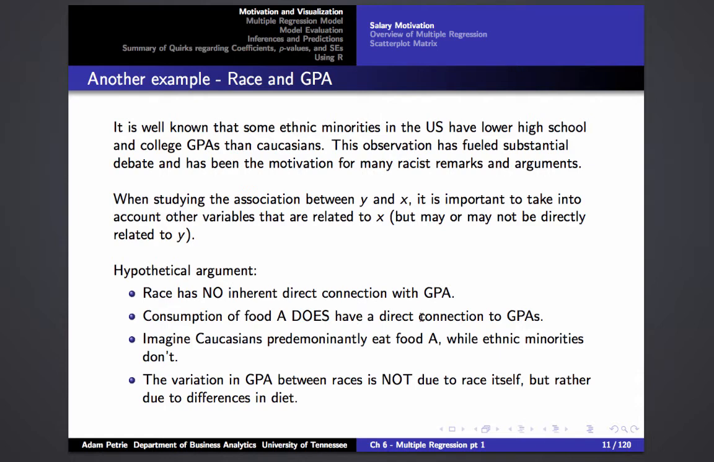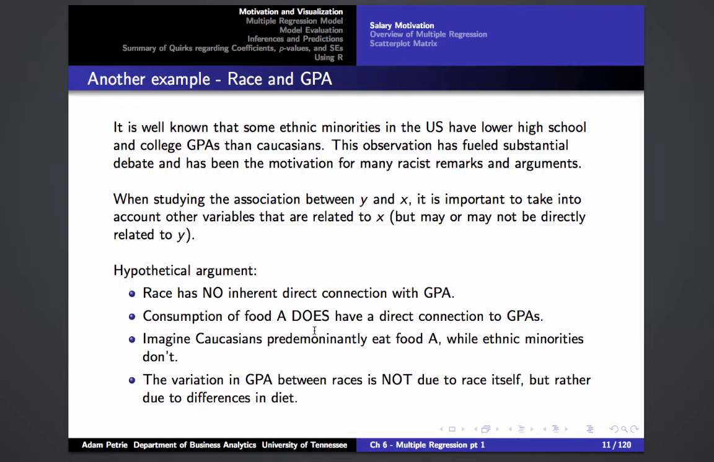Okay, so let's imagine, just for the sake of illustration, that Caucasians are actually the race that predominantly eat food A, while ethnic minorities just tend to not eat food A for whatever reason. Well, what we're going to see as the result is that there will be a variation in GPAs, but the variation in GPA between races is not going to be due to race itself, but rather differences due to diet. So it's not that Caucasians are inherently better at school and are going to get better GPAs than ethnic minorities. What's really going on in this hypothetical example is that Caucasians happen to eat more of food A, and it turns out that food A, for whatever reason, makes you do better at college, makes you get a higher college GPA.